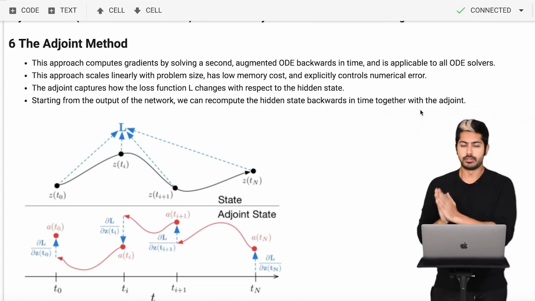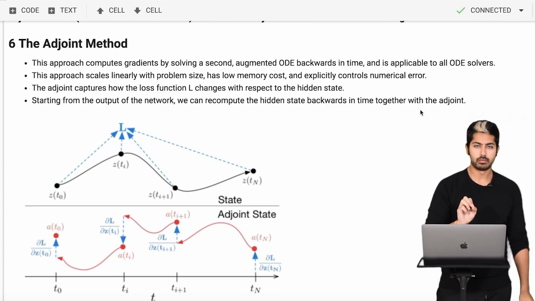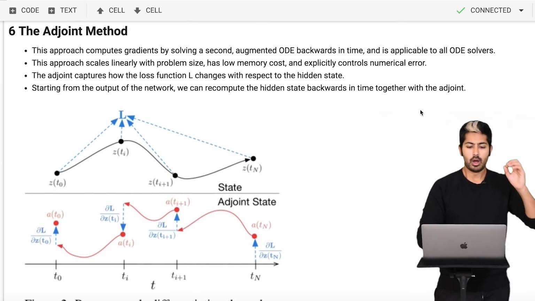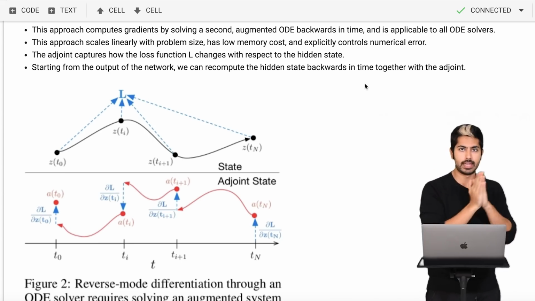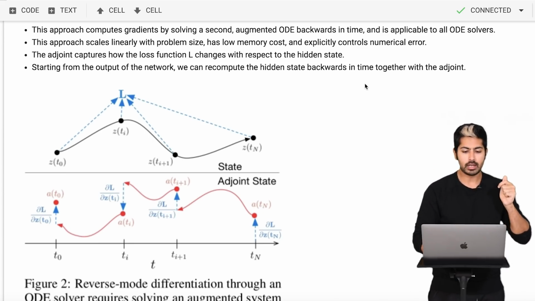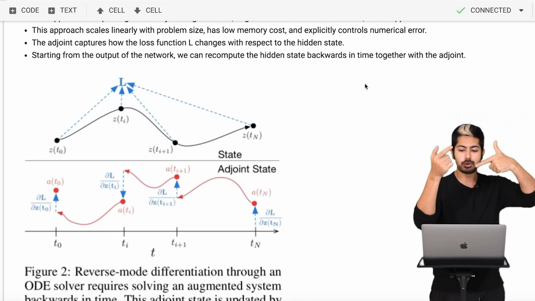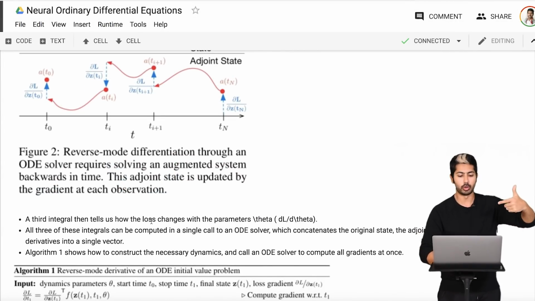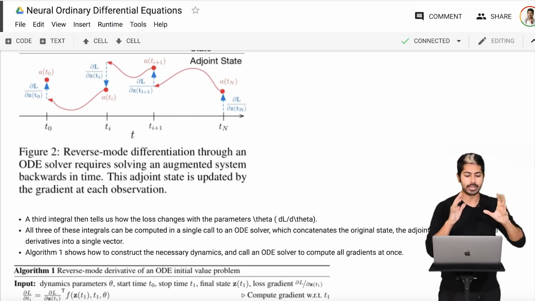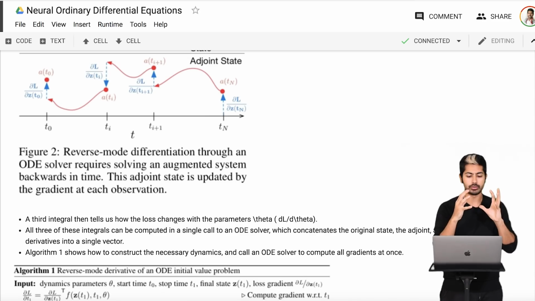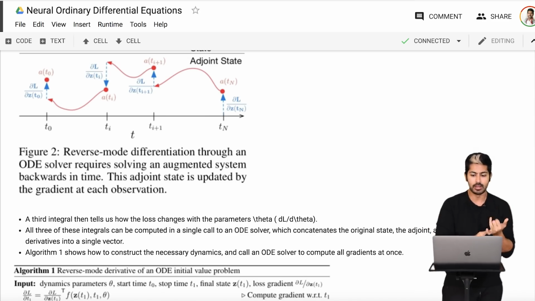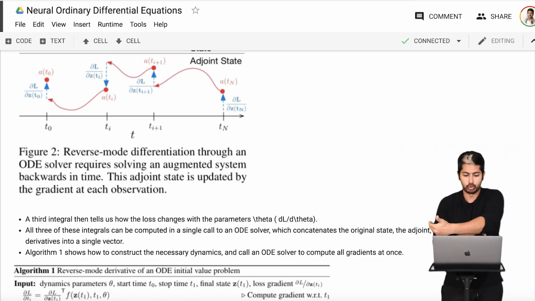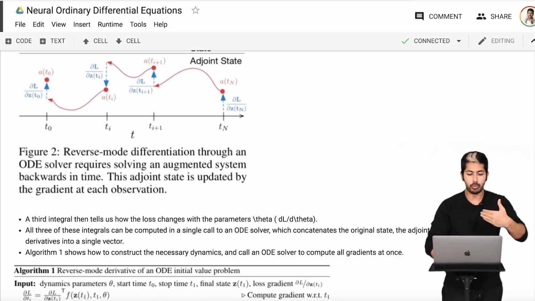So the basic idea is this. We are computing three integrals. Okay? So we're computing the adjoint, which captures how the loss function changes with respect to the hidden state. That's one. We're computing the hidden state backwards in time together. And then a third integral tells us how the loss changes with the parameters theta, which are the weights. So there are three integrals, and we combine these three integrals into a single call to an ODE solver. It's going to concatenate the original state, the adjoint state, and the other partial derivatives into a single vector, and that will then solve our equation.